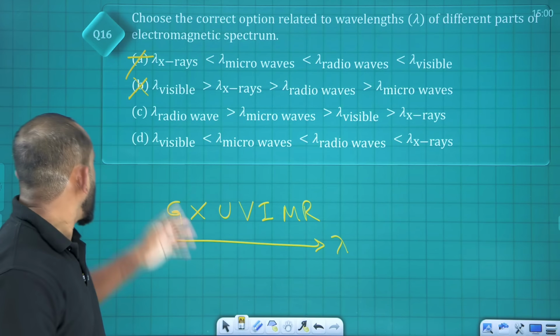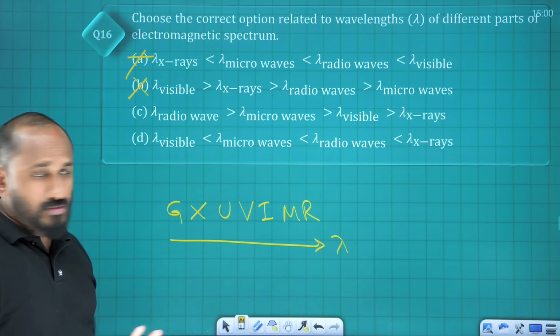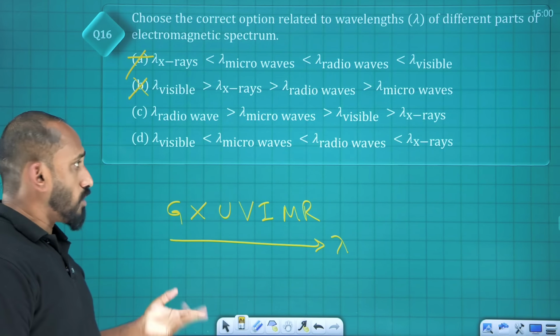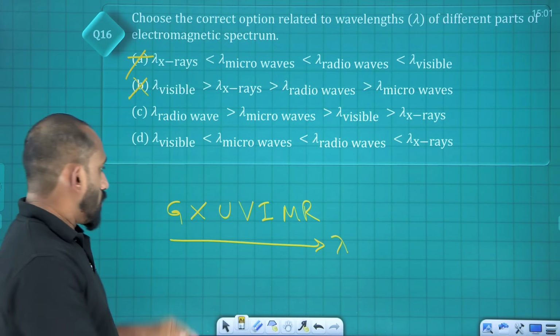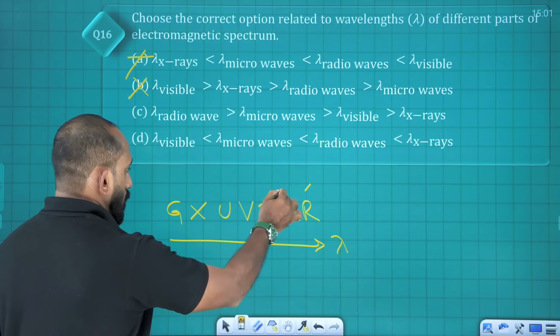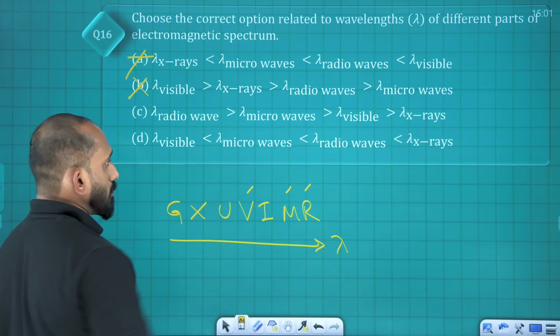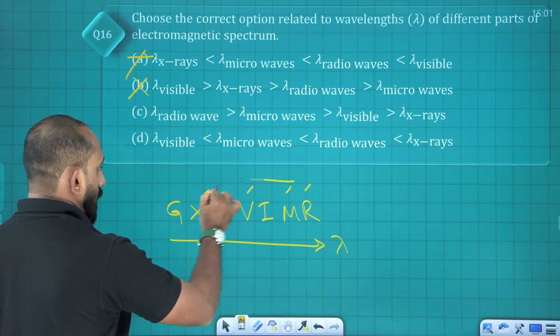See, lambda of the radio waves is greater than microwaves. Of course. Is greater than visible. Of course. Is greater than X-rays. Of course. So radio is there, then micro is there, then visible is there, then X-ray is there. So this is the correct order, of course.